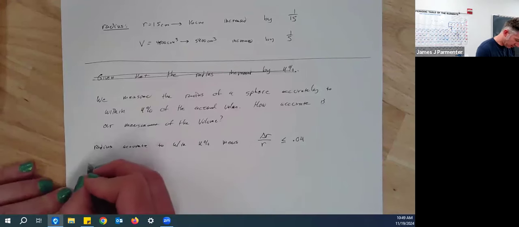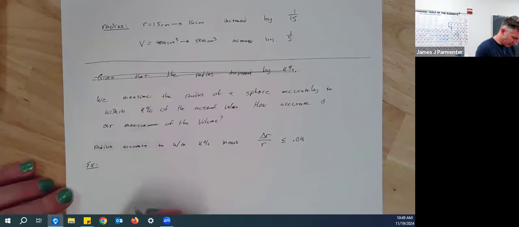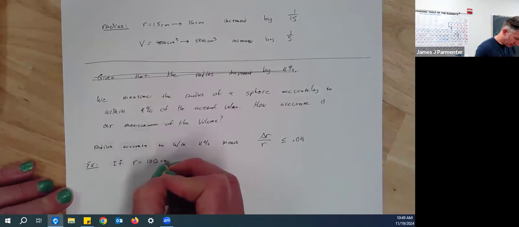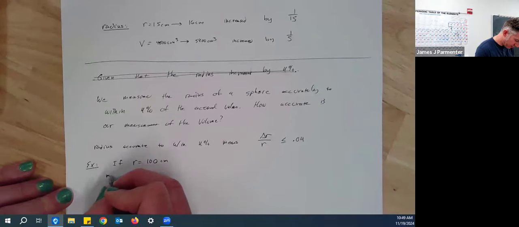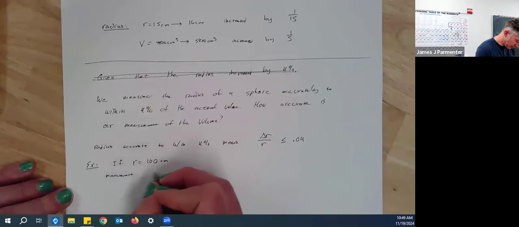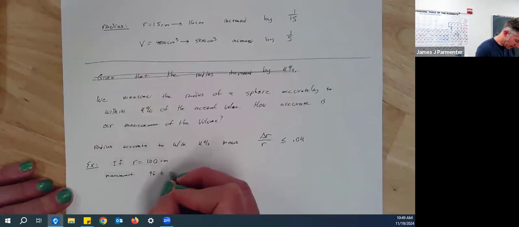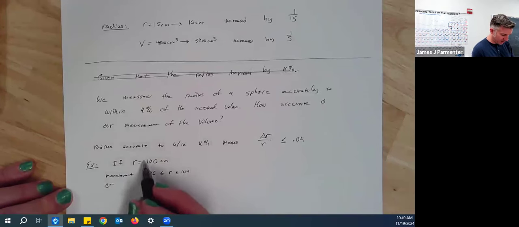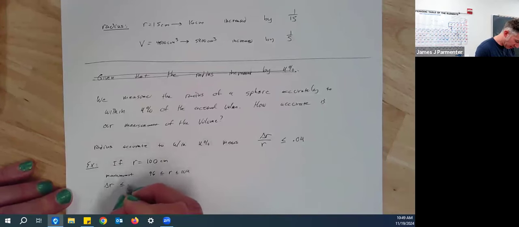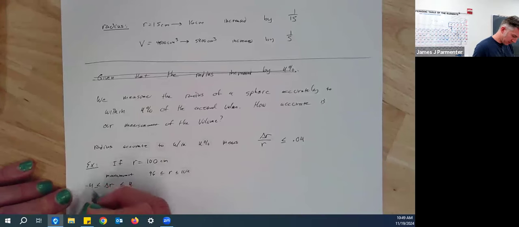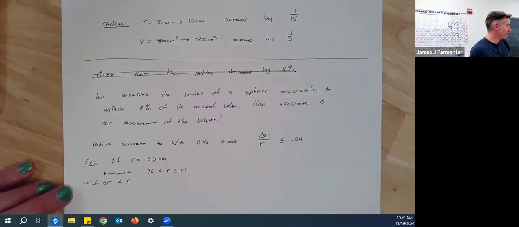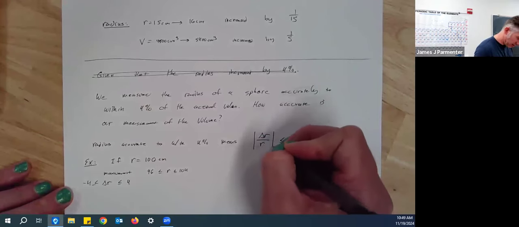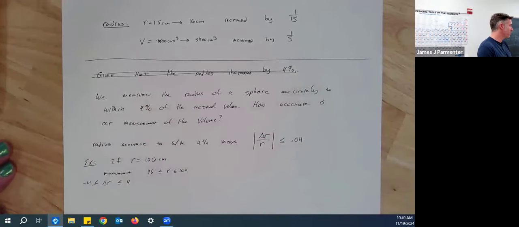Let me write that down. So these are actual numbers, but for example, if the radius was actually 100 centimeters, that means our measurement is as low as 96 to as high as 104, which means our delta R, the amount our R is off the actual measurement by, is between +4 and -4. And then 4 divided by 100 is 0.04. So really what I should say over here, although it's kind of annoying, is that the absolute value of delta R divided by R is at most 0.04.